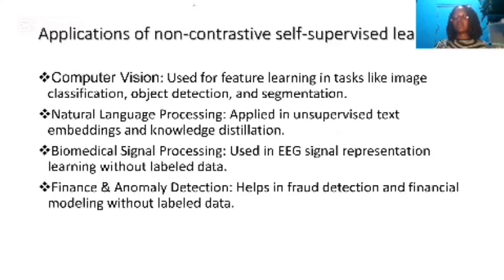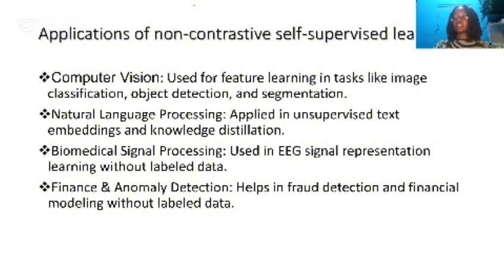We also have medical imaging, used in CT scans and X-ray analysis, but it doesn't require large labeled datasets. Then we have facial recognition. This one learns robust features without the need for negative samples. Then we have natural language processing. This one is applied in unsupervised text embeddings and knowledge distillation.